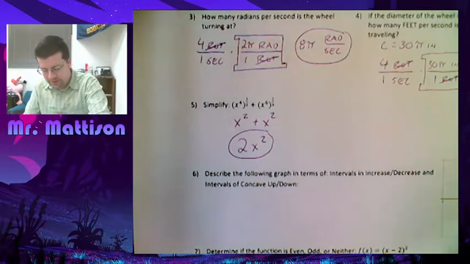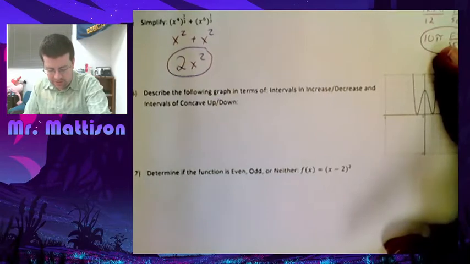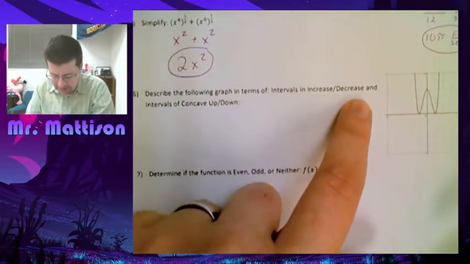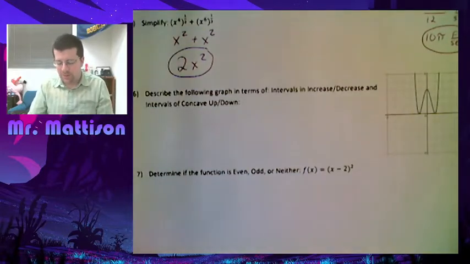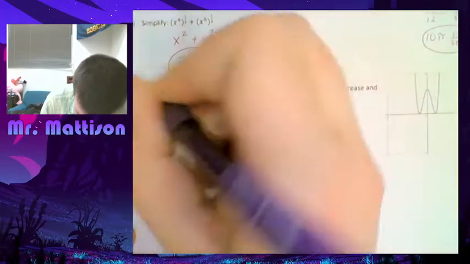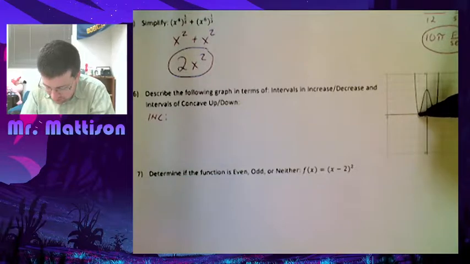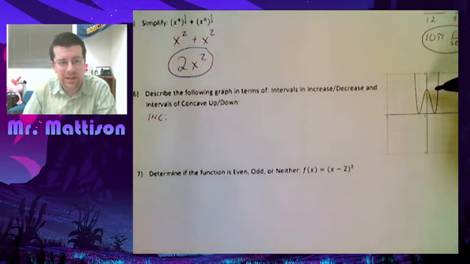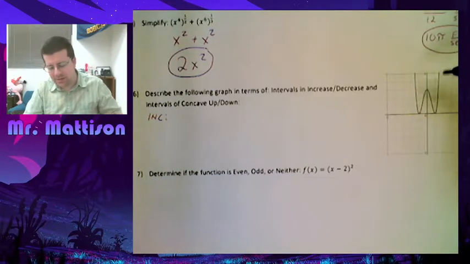All right, down here for number 6, we're going to try and list out all of our intervals of increase and decrease, and intervals of concave up and concave down. So increase, let's start there. I'm decreasing here down to here, then I'm increasing from this point to this point here. Now all of these intervals are done in x coordinates. We never want to use y's here. The only time you would ever use y's is if you're talking about range. Past that, it's always going to be x's, right?